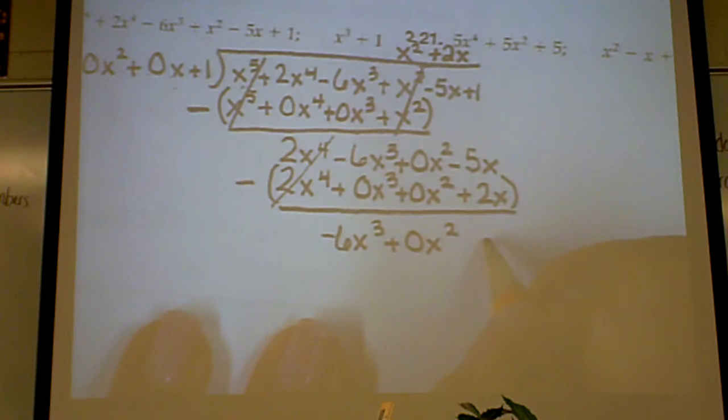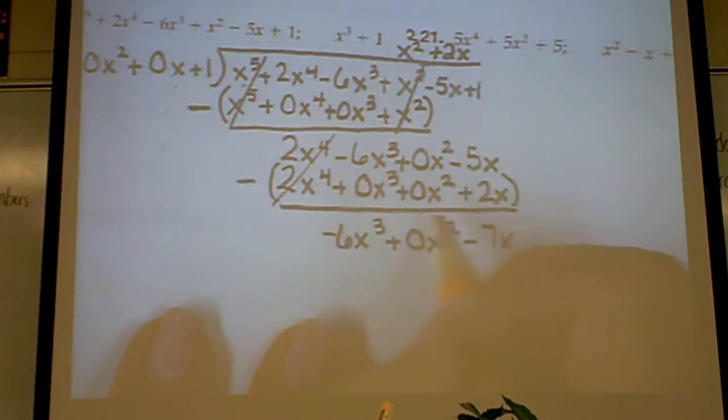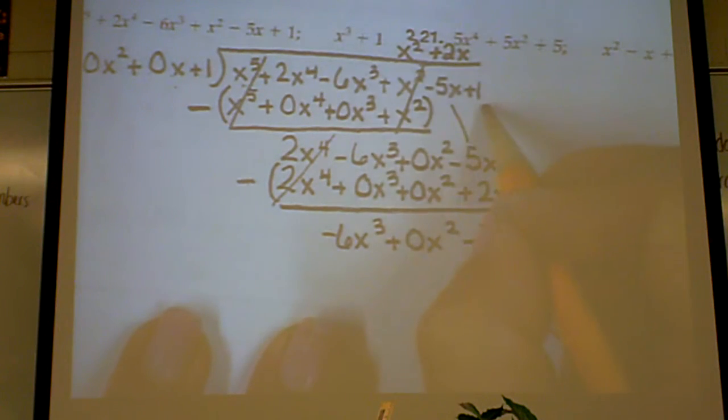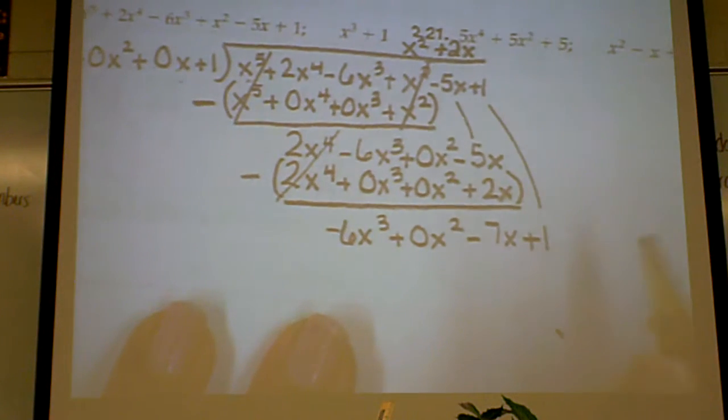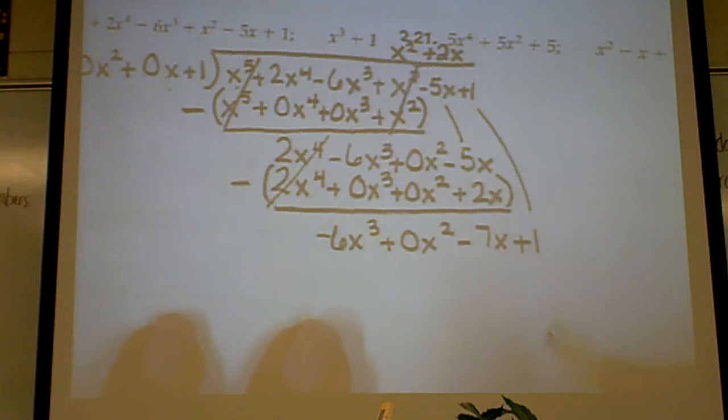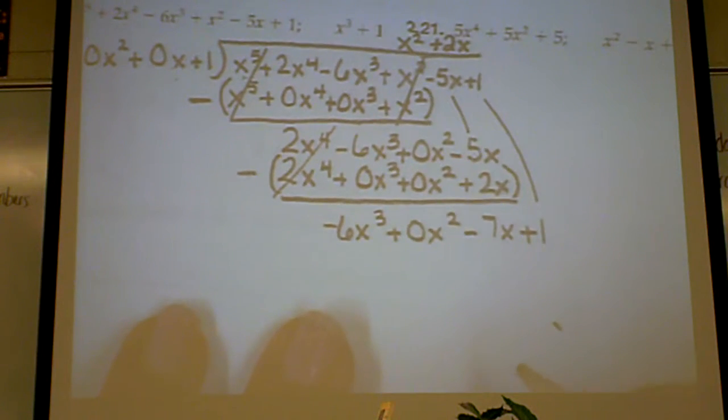What's this? What is it? 7. Why? Because you subtract 2. Negative 5x minus 2x is negative 7x. So, we need to bring down the 1. You always bring something down after you subtract. One term at a time. Next, last thing.